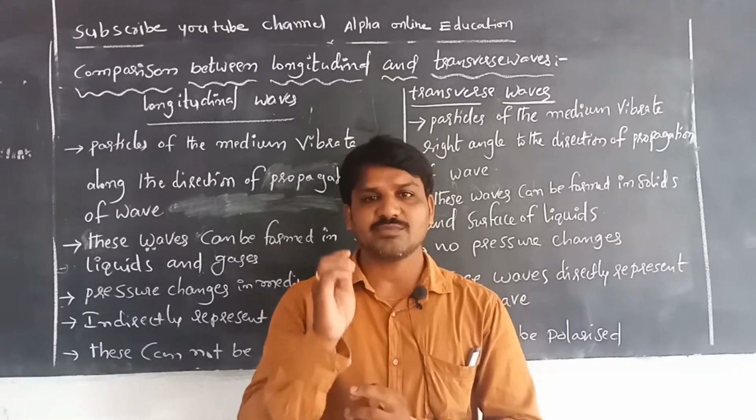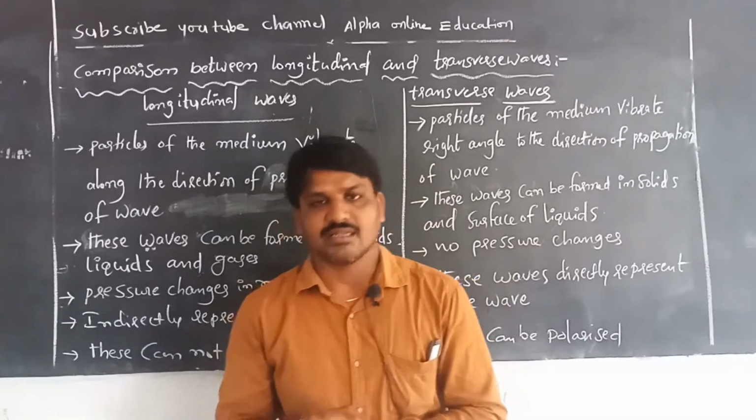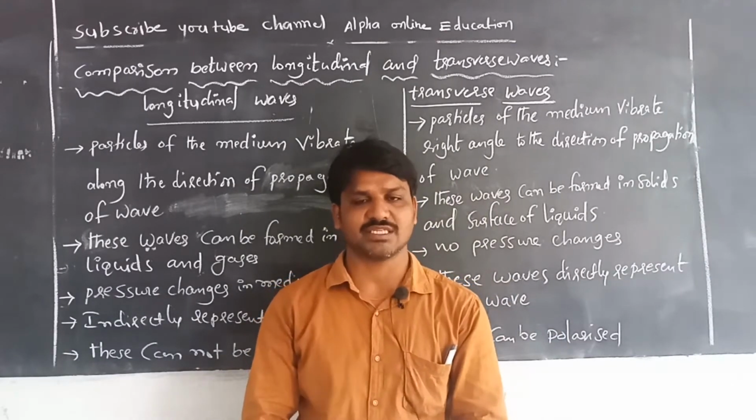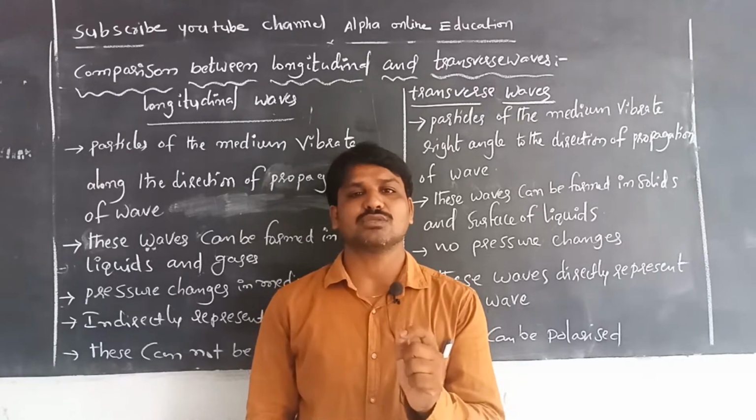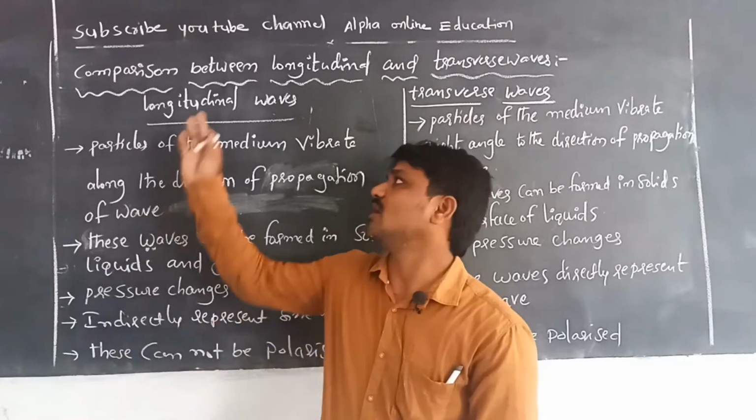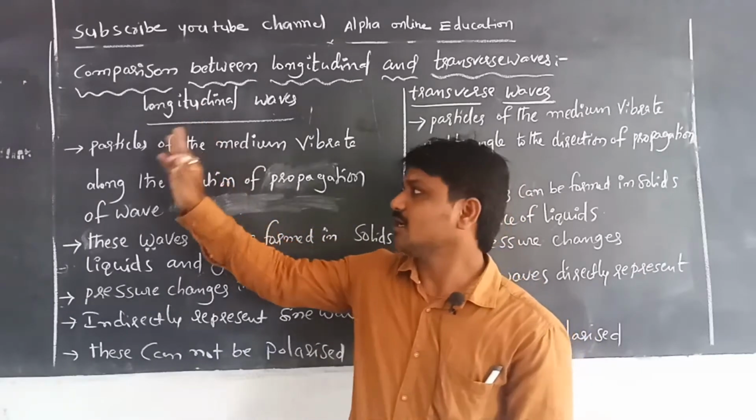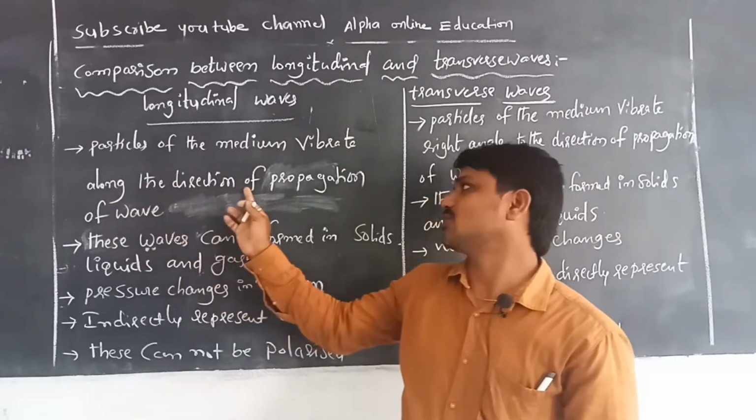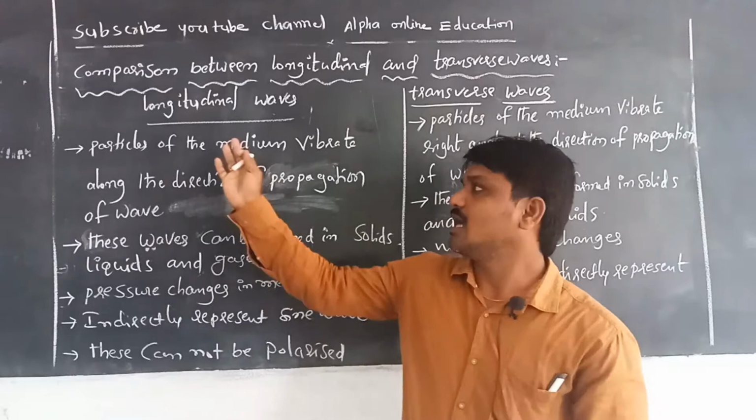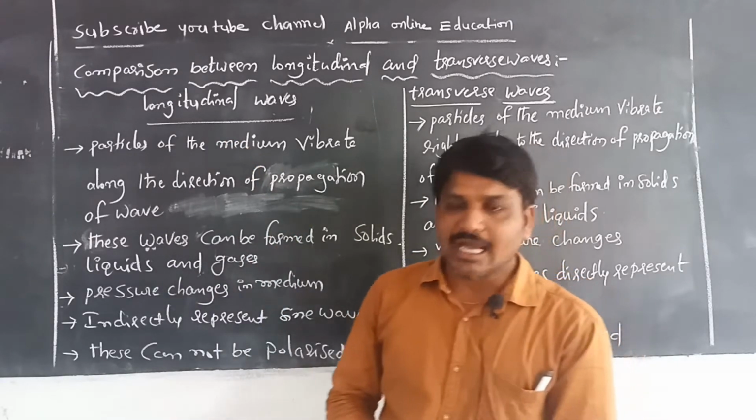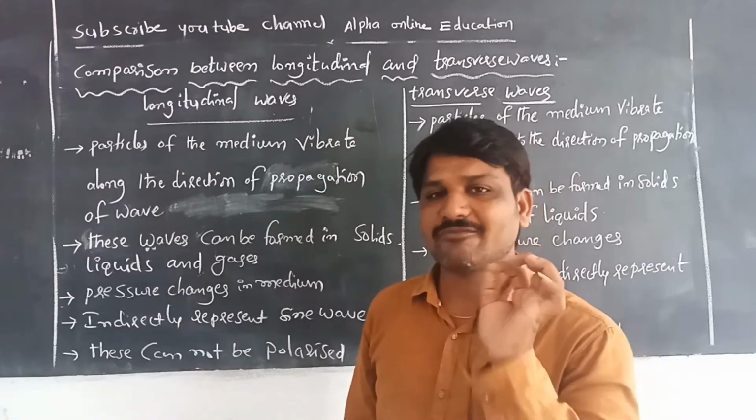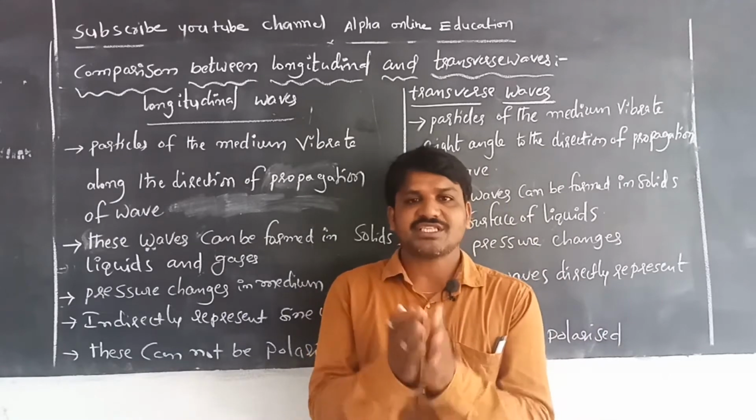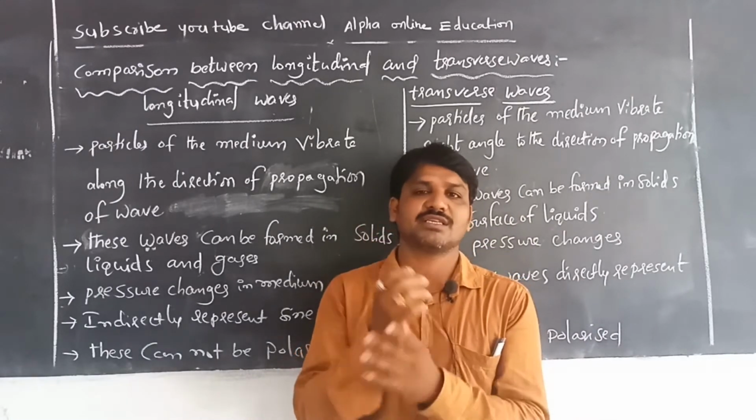First of all, what is meant by a longitudinal wave? When the direction of the vibrating particles from their mean position is parallel to the direction of propagation of the wave, it is called a longitudinal wave. That means the particles of the medium vibrate along the direction of propagation of the wave. In a longitudinal wave, compressions and rarefactions are formed alternately. After a compression, a rarefaction will be formed.